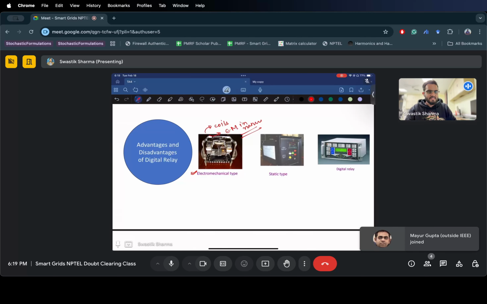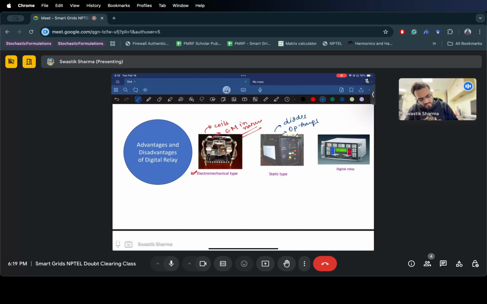Then we moved to a more static type, which was heavily reliant on diodes, op amps, transistors, and all the static devices, right?